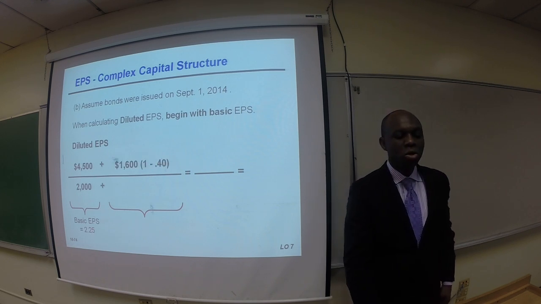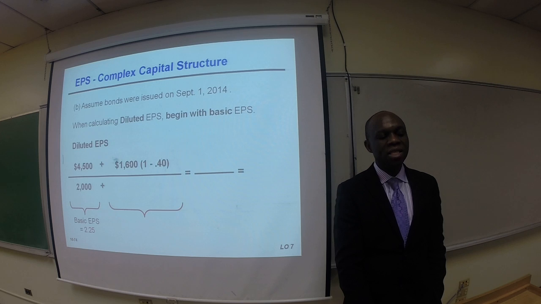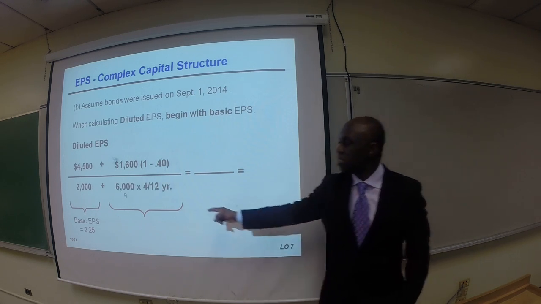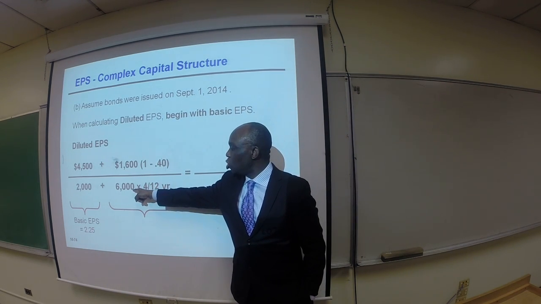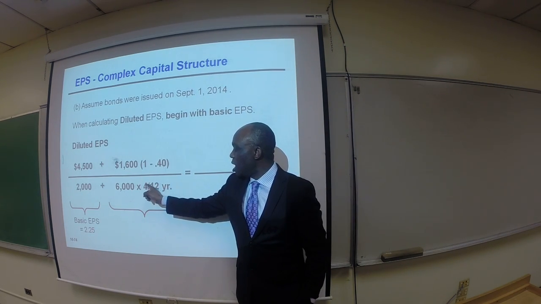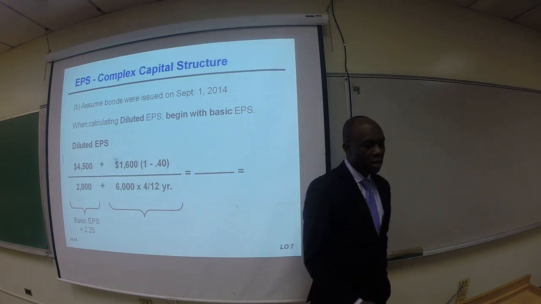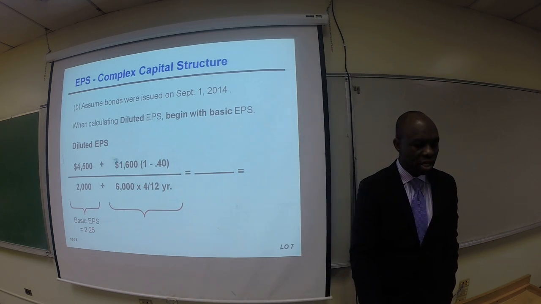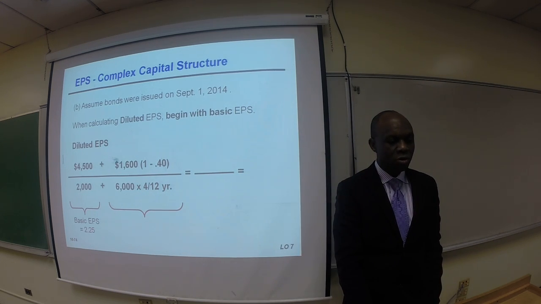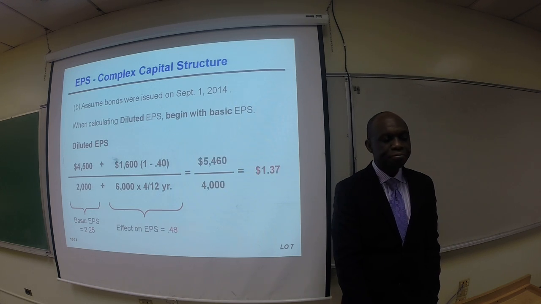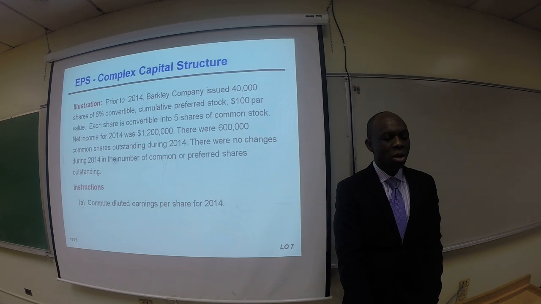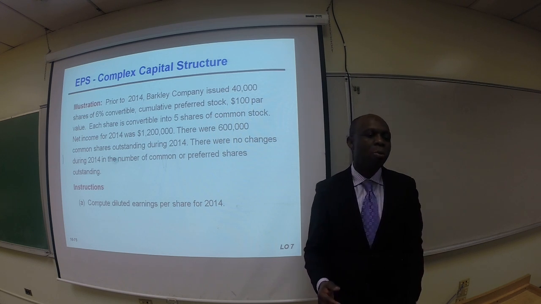Now again, we need to adjust, adding the interest expense net of tax to the net income, and the 6,000 potential additional common shares has to be multiplied by 4/12 to take into consideration that it was in existence for the last 4 months of the year. So if you do that, we now come up with diluted EPS of $1.37. Moving along, let's take a look at an additional illustration of complex capital structure.